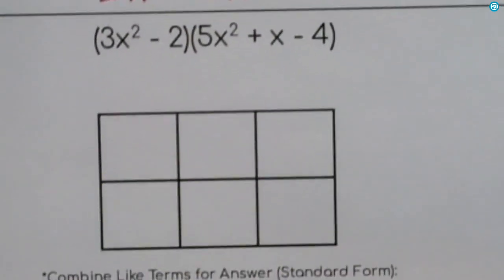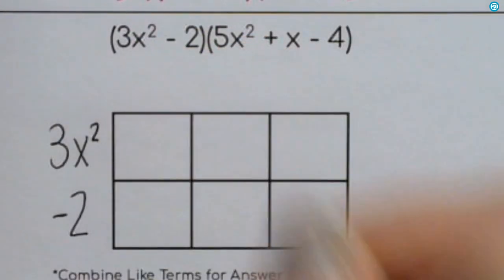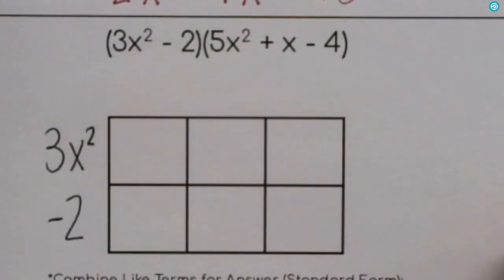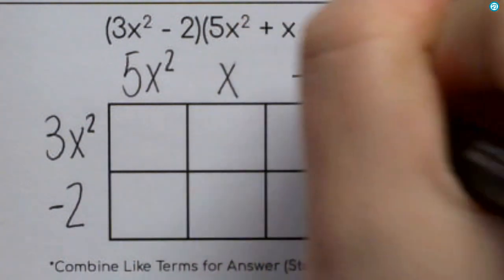The next one we've got is 3x squared minus 2 times 5x squared plus x minus 4. So this is a 2 by 3. So that's why we've got 2 high, 3 across. So our 2 needs to go on the side. We're going to put our 3x squared minus 2 down the side here. And since it's minus 2, that's why it's negative 2 right there. Then across the top, we're going to have our 5x squared, our x, and our negative 4.